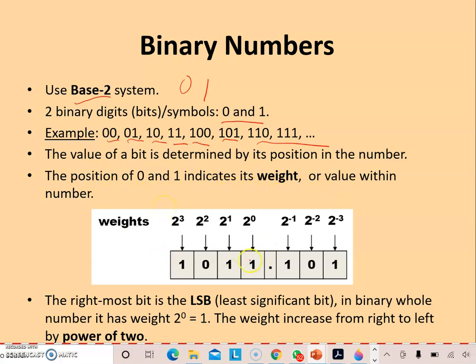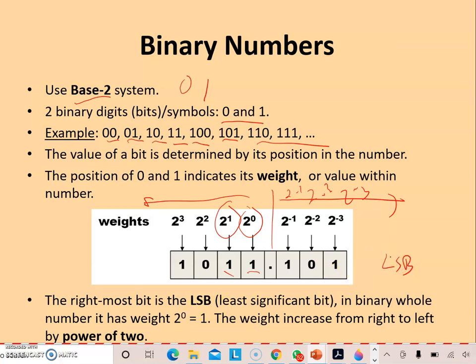For the binary, you can see here 2 to the power of 0, next to it 2 to the power of 1, and increasing in weight. For the numbers after the decimal point, the weight is decreasing. You see 2 to the power of negative 1, 2 to the power of negative 2, 2 to the power of negative 3, and so on. The rightmost bit is the least significant bit. This one is the least significant bit.